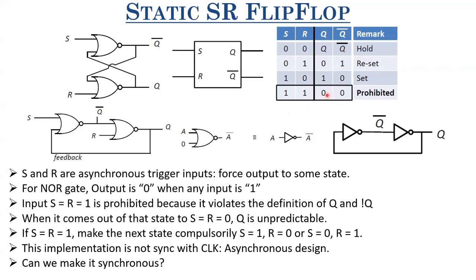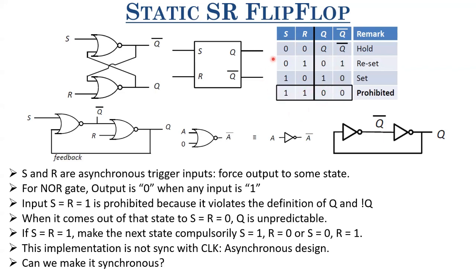But what would be the exact value of Q and Q bar? That is unknown. Why is that unknown? Because the value of Q and Q bar are zero. So the moment it goes to S equals 1, R equals 1, the value is 0, 0 of Q and Q bar.